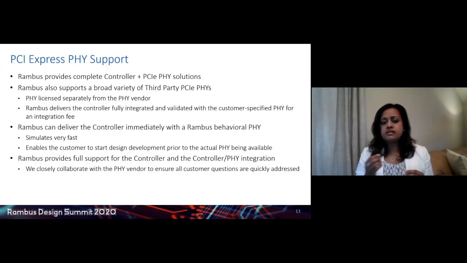Rambus also provides a controller immediately with the Rambus behavioral model as well. And this delivery is useful because it simulates very fast, and also it enables the customer to start the design development prior to the actual PHY being available. And since we take ownership of the controller and the controller plus PHY integration, we will work closely with the PHY vendor to ensure all of your questions are addressed and addressed quickly.